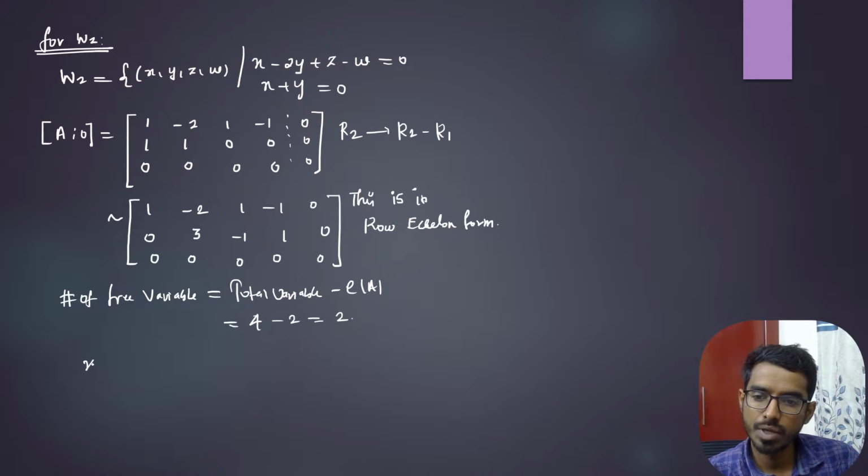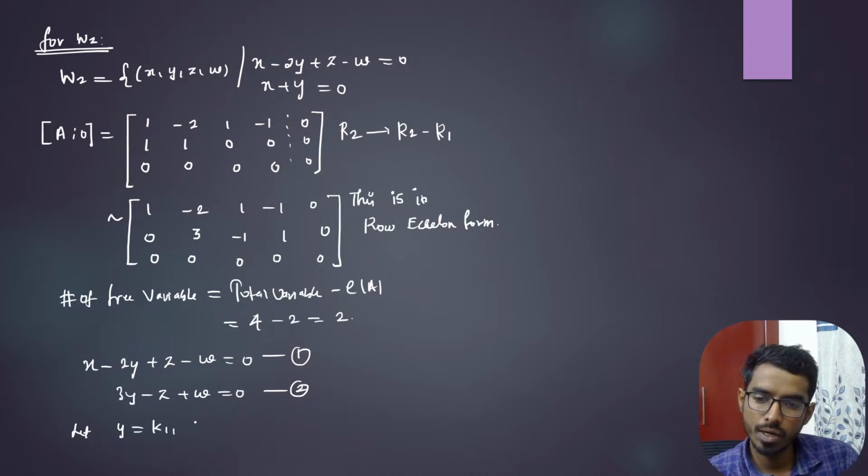And what are the equations we have? x minus 2y plus z minus w is 0. I'm just subtracting. Okay, and then we have y, z, w: 3y minus z plus w is equal to 0. So let us assume y to be equal to k1 and z to be equal to k2.